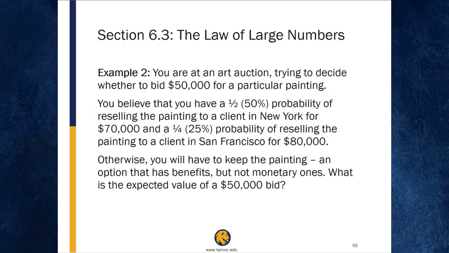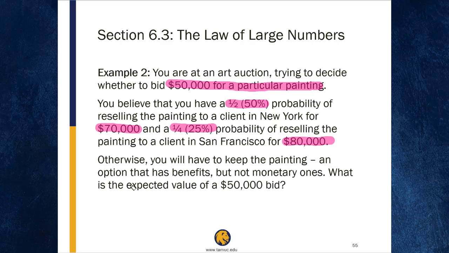So here's an example of trying to use the expected value to estimate profit or loss. It says you're at an art auction, trying to decide whether to bid $50,000 on a particular painting. You believe you have a 1 in 2 chance, 50% probability, of reselling the painting to a client in New York for $70,000, and a 1 in 4 chance, or 25% probability, of reselling the painting to a client in San Francisco for $80,000. Otherwise, if it doesn't sell either way, you'll have to keep the painting, which has benefits, but not necessarily monetary ones.